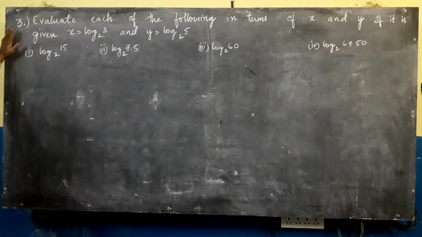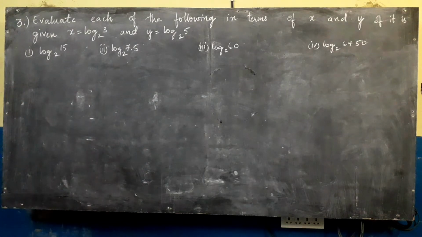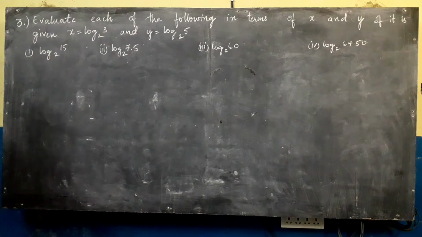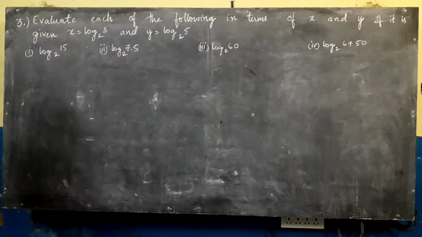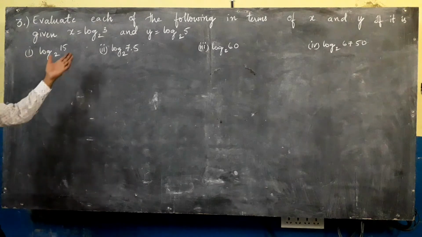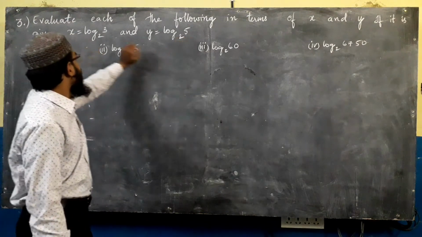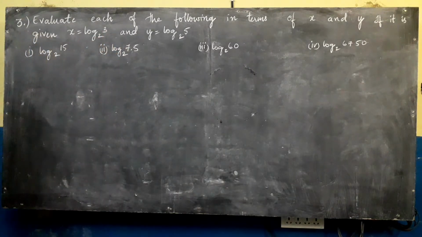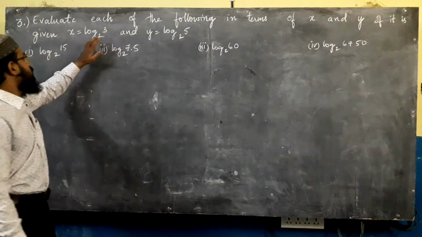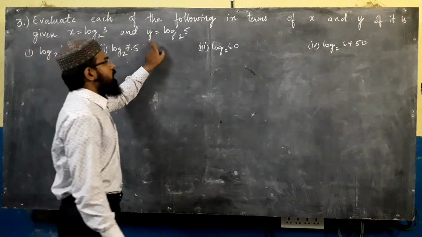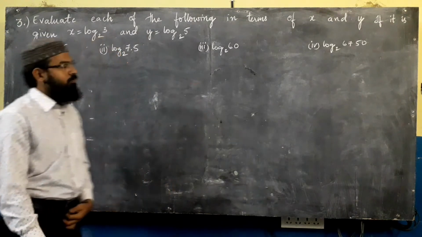Exercise number 1.5, third problem, from the first chapter. Evaluate each of the following in terms of x and y, if it is given x is equal to log 3 base 2 and y is equal to log 5 base 2. So while solving this, whenever we get log 5 base 2 and log 3 base 2, we are going to substitute y and x so that we get the final solution.